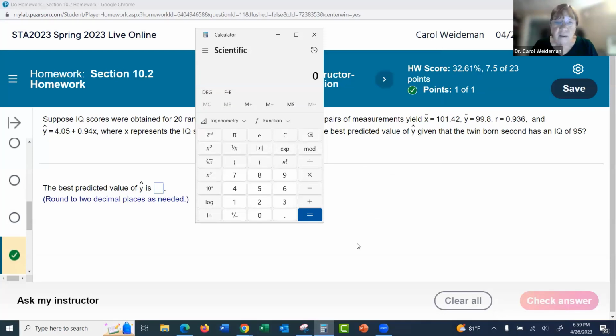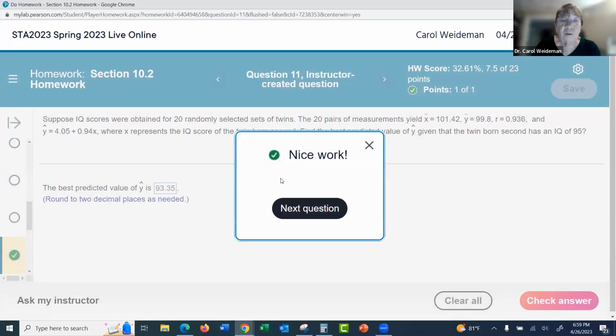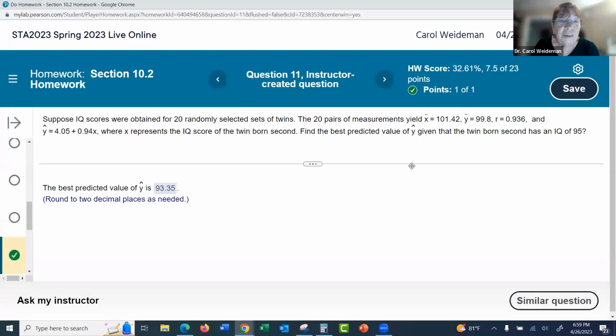The IQ they gave you was 95. Oh, I hate this computer. 95 times the slope here, 0.94, and then we're going to add 4.05. This may not be the problem you got, but I got 93.35. Okay, that makes sense. It sounds like you didn't do the right order of operations. That's why I was hoping yours was still there so I could see it. Yeah, I just didn't do the right order. Okay. Thank you. You're welcome.